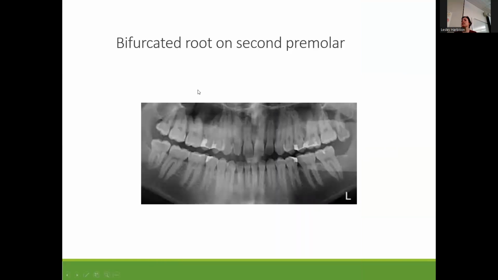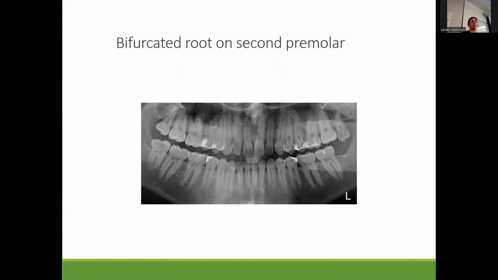And then this one is kind of cool because you can see the bifurcated premolars here and over here. It's kind of blurry and hard to see, but it almost looks like there's some bifurcation in these other areas too. But definitely this premolar stands out.